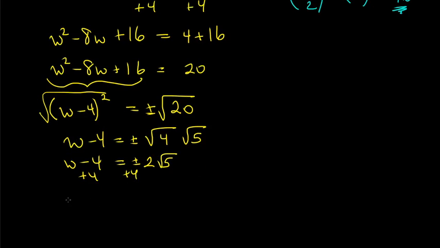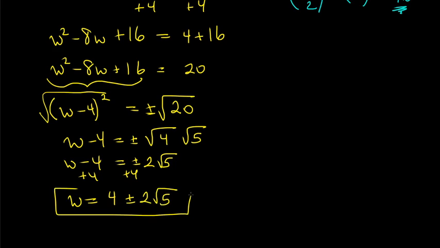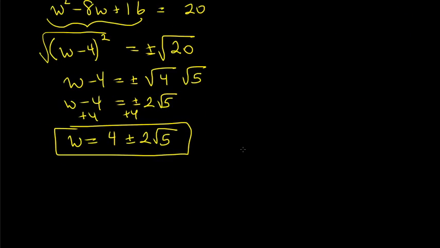I'm going to add the 4 to both sides. So w is just 4 plus or minus 2 square root of 5. And again, you can leave it like that. Okay, so that's 38a.